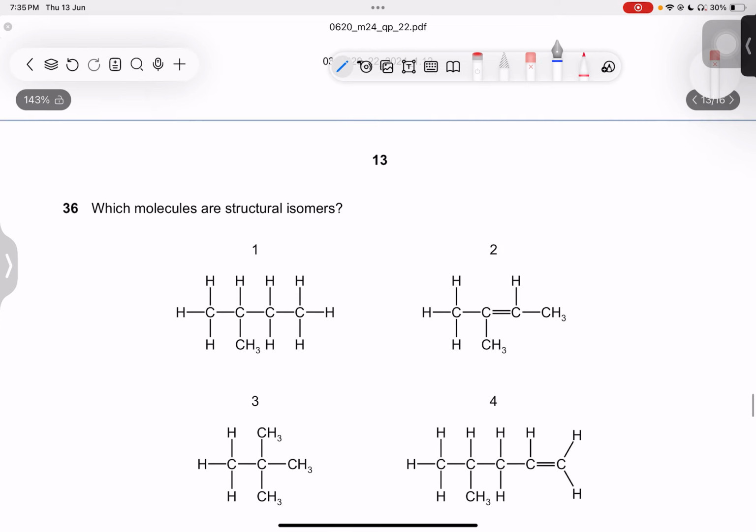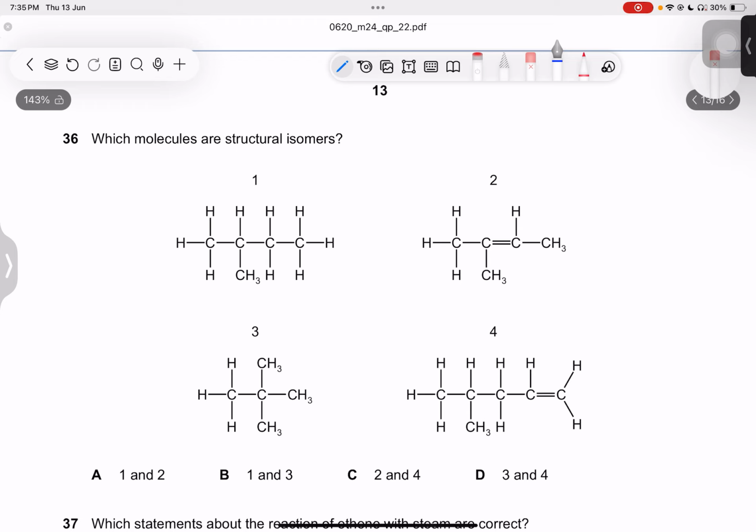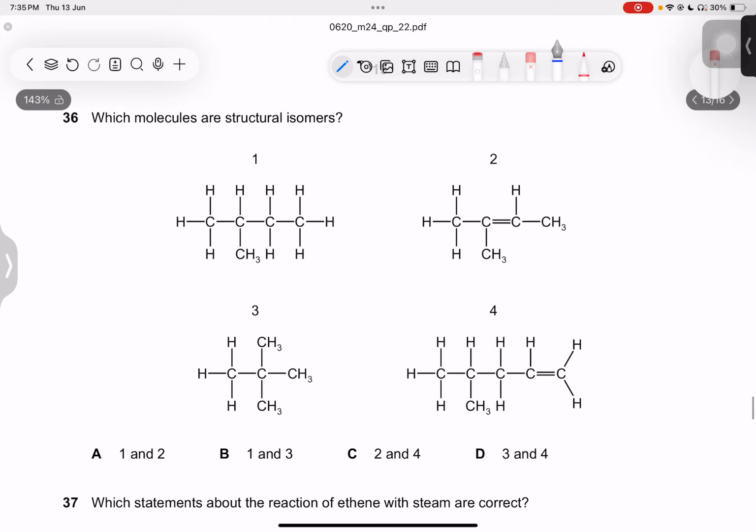Next question. Which molecules are structural isomers? So let's just name them. First, this will be one, two, three, four carbons in the parent chain, and the branch, if we start the numbering from the left side, we have one, two, three, four. So the branch exists at the second carbon. So 2-methyl butane.